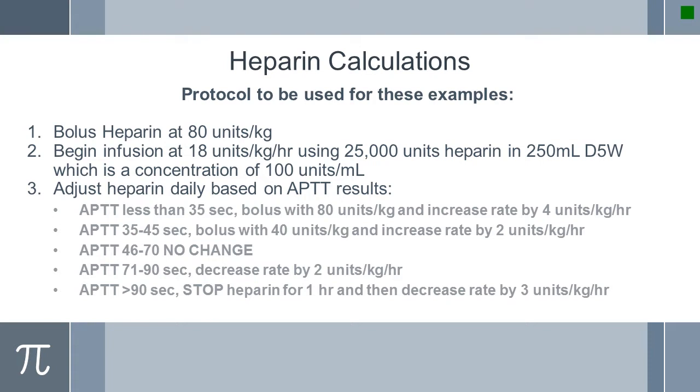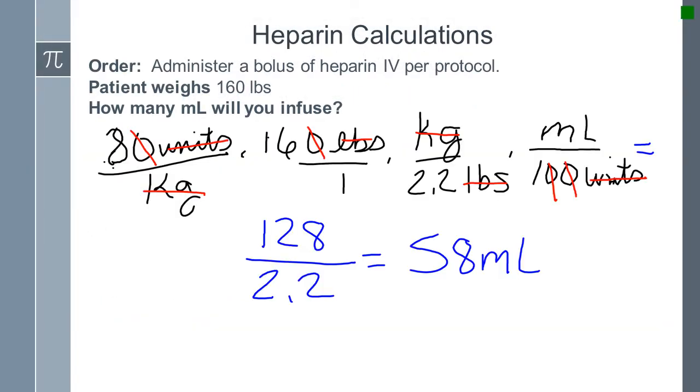So you're going to need this protocol for the problems that we're going to work on. So either print this page, write down this information, or you'll have to flip back and forth. So the very first thing we want to look at is how we're going to bolus heparin to get started. So we want to bolus per the protocol for a patient that weighs 160 pounds. So we're going to start off according to our bolus.